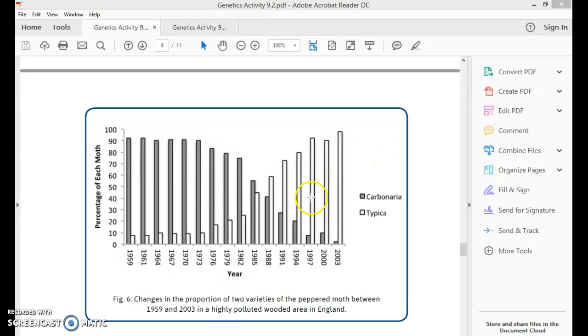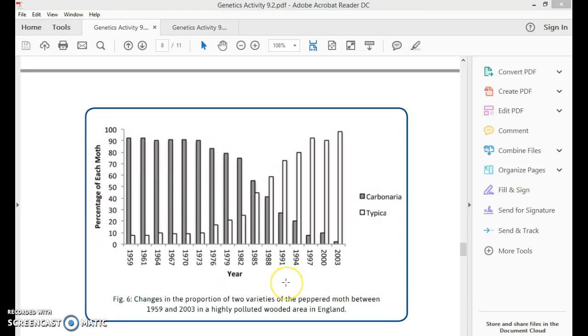It's like going the opposite direction. And there were more Typica. So keep in mind, this is like later on. This is showing 1959 to 2003, so this is like more recent. Because we know that at the beginning of this lesson, we read about how the number of Carbonaria had gone up and the number of Typica had gone down.